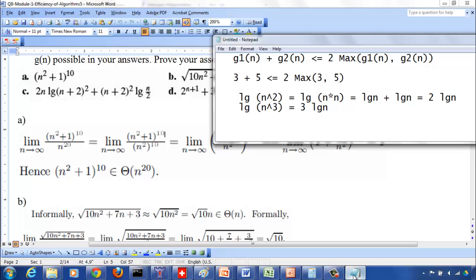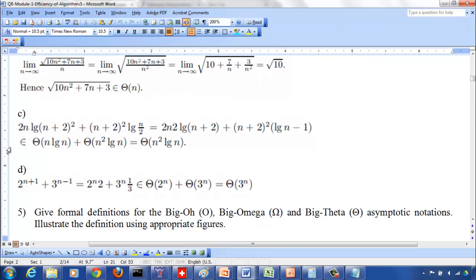So I can say this is equal to 4n log n plus n plus 2 whole square log n over 2. So this is nothing but theta of n log n plus theta of n square log n. So that's going to be theta of n square log n. Okay.